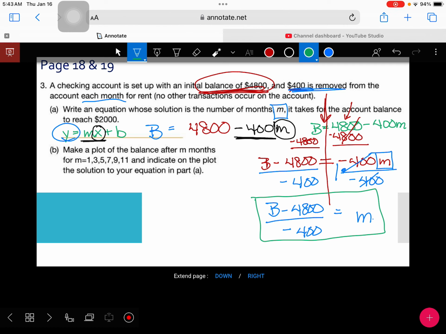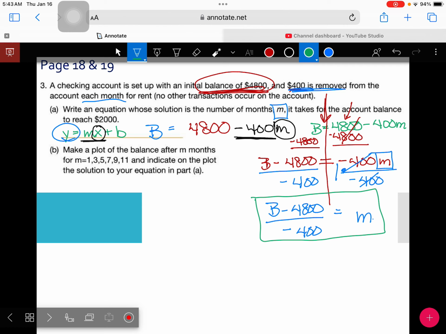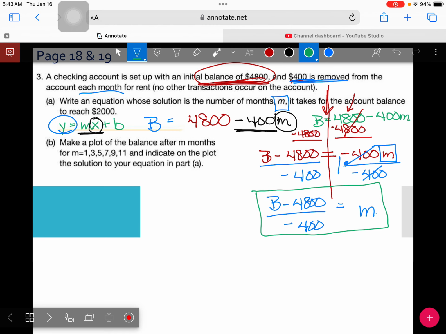It says, make a plot of the balance after m months, and you are actually going to plot points for the months, the first month, the third month, the fifth month, 7th, 9th, and 11th. Okay? So I'm going to get you started a little bit here. Of course, mine is much smaller.